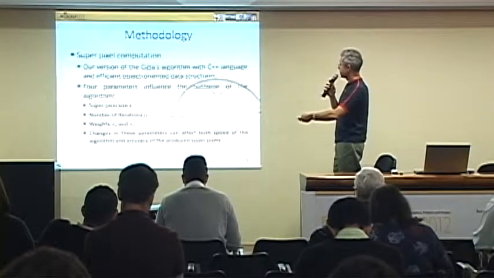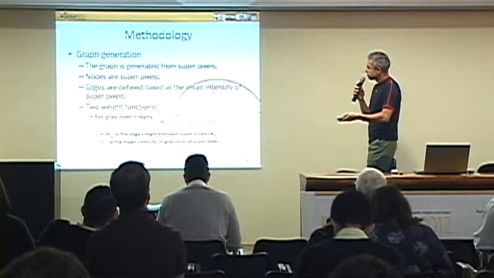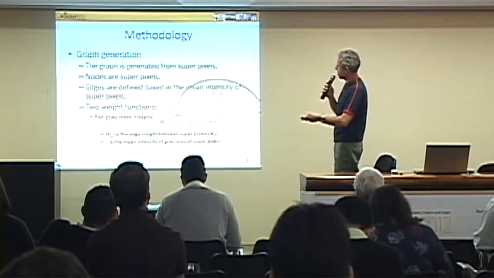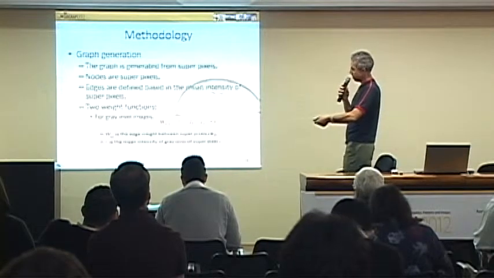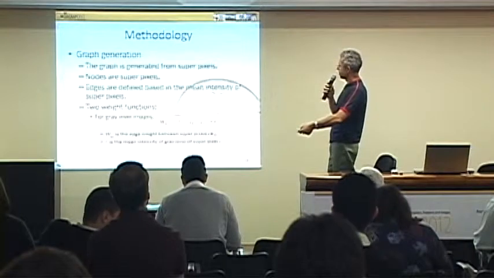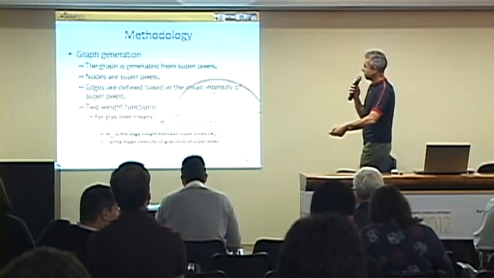And this is for the superpixel computation. The graph generation, there's nothing more to say about this, because I've talked about this equation already. So for gray level images, you can use this formula here to compute the weights.